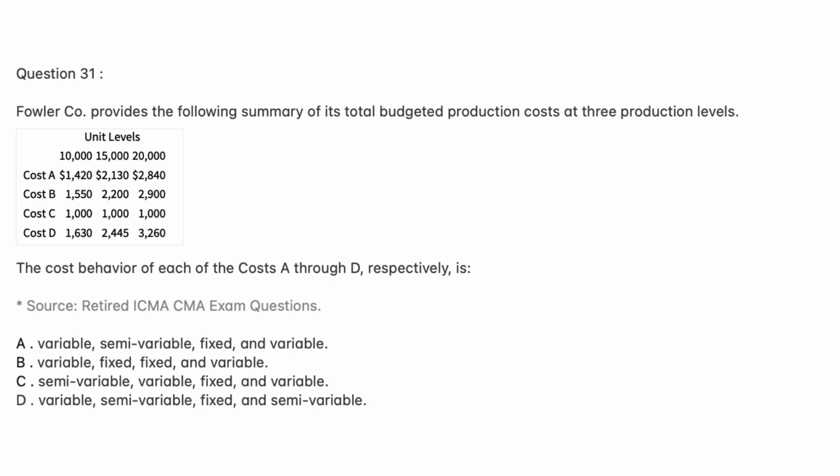Question 31. Fowler Company provides the following summary of its total budgeted production costs at 3 production levels. The cost behavior of each of the costs A through D, respectively, is A. Variable, semi-variable, fixed, and variable.